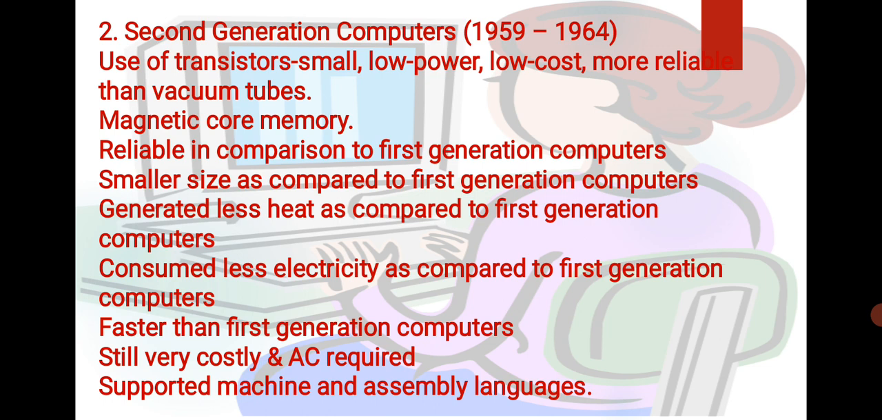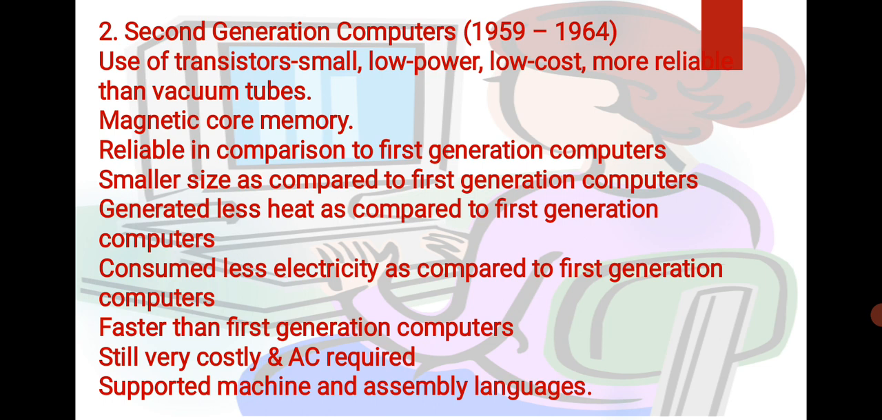Now our point of discussion is second generation of computers. Duration 1959 to 1964. Use of transistors: small, low power, low cost, more reliable than vacuum tubes. So, what is the main instrument developed for the second generation of computer? The main instrument developed for the second generation of computer is transistor. The invention of transistor made the size of the computer small, low power, low cost, more reliable than vacuum tube.